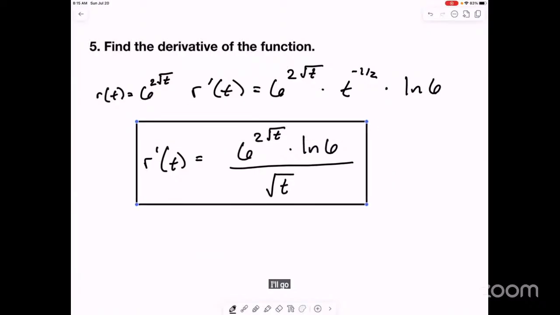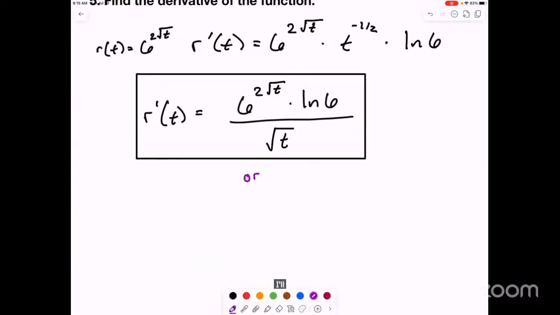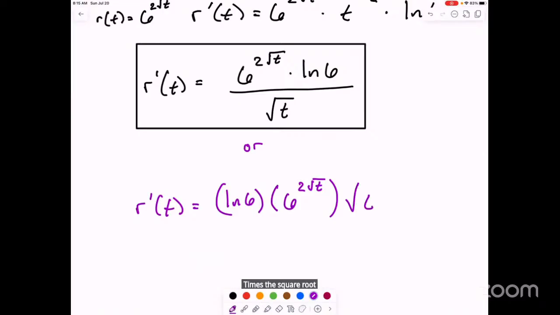I'll go ahead and write the alternate that it might be looking for. I'll say or. So if we rationalize, I'm going to say times here. So I'm going to write it like this: natural log of 6 times this 6 to the power of 2 times the square root of t, times the square root of t, all over t.